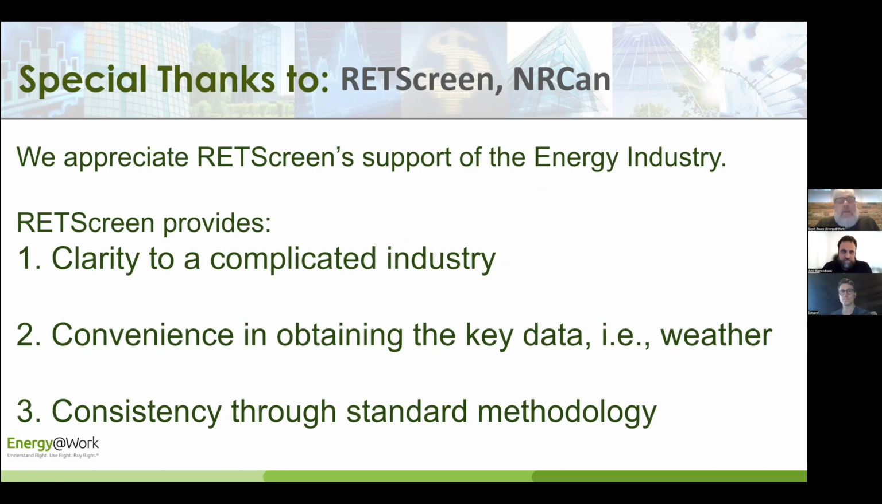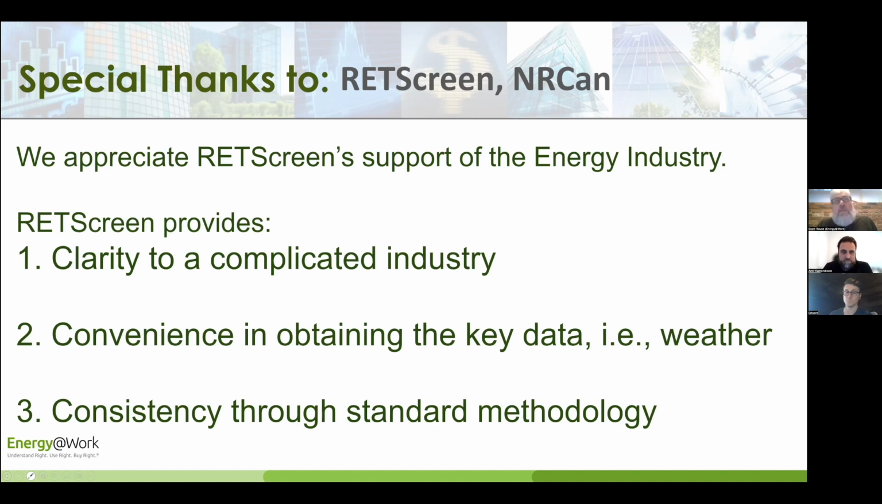So I want to thank RETScreen for this opportunity. We think RETScreen has been very valuable to the energy management industry as a whole, particularly because they've helped provide clarity to an industry that is quite complicated. When we look at all the variables that you have to deal with, having clarity so that you can talk to not only the stakeholders, your operations and management people, but also the utilities, and have a common language which RETScreen provides is critical. And then the convenience it also provides in getting the key data, particularly weather, doing weather correction, etc., has been very helpful to our team.